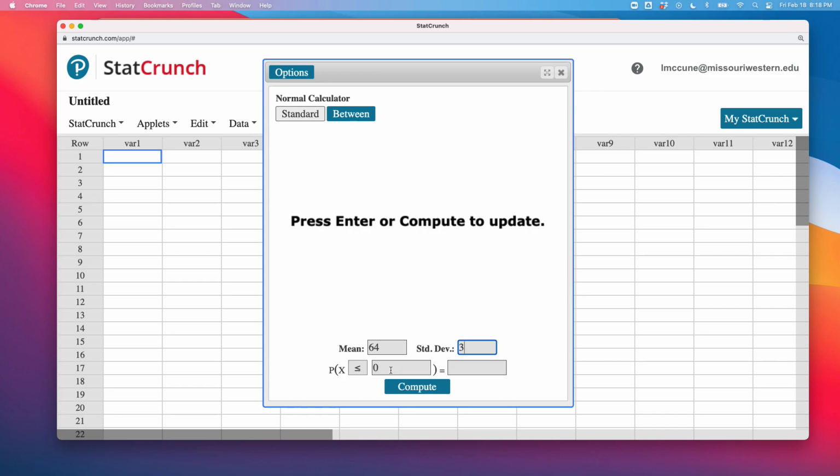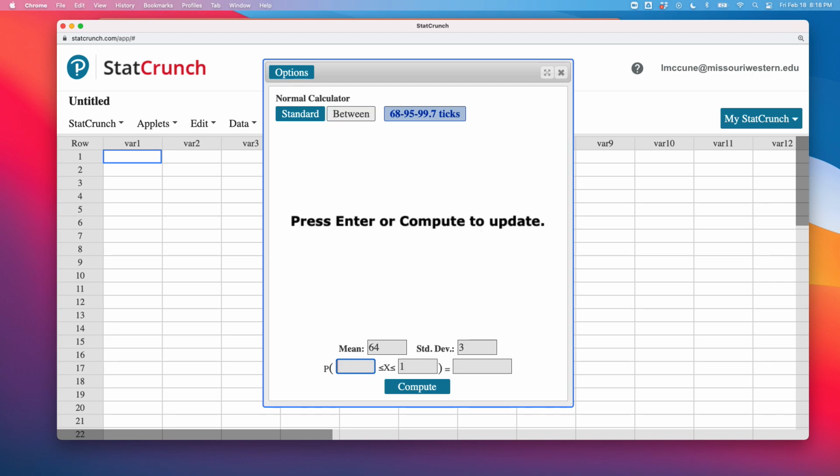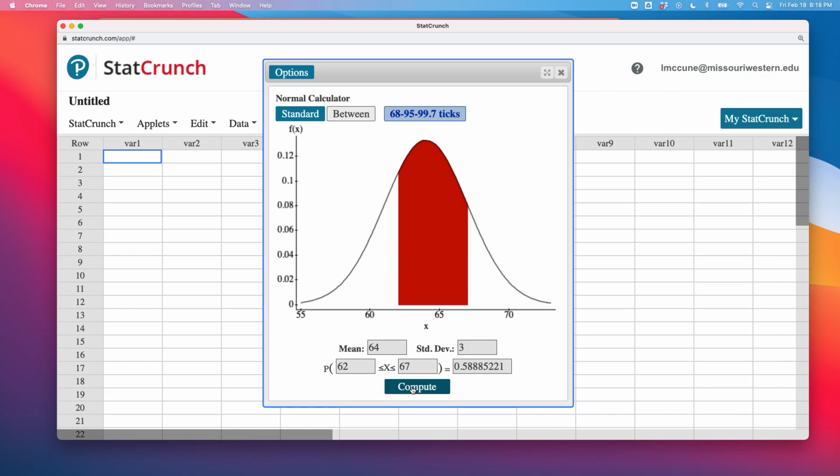Now I wanted the probability of getting something between two numbers. So I'm going to click on this between. And now you see it's switched so that I can give a lower bound and an upper bound. We wanted between 62 and 67 inches. And then I'm going to type compute. And there we go. So the probability of randomly selecting a woman with a height between 62 and 67 inches is approximately 0.59.